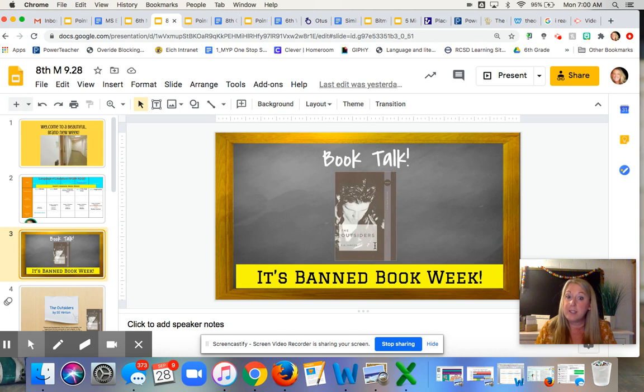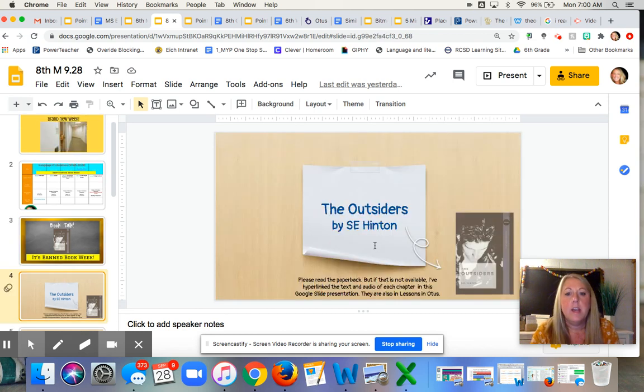So why was The Outsiders banned multiple times? There's actually a lot of reasons. There's fighting in the book, there's crime, there's some mention of drugs and violence, there's the death of a character, and unchristian values. So that's why that book has been banned for many, many years. Not everywhere, obviously.